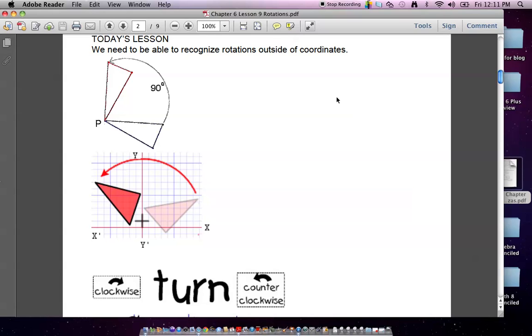So here are some pictures of some rotations. And the first thing I want you to notice is that the rotation, see how it says 90 degrees? That's a positive 90 degrees. And it goes counterclockwise. Everybody look at the clock. See which way the red hand is turning? Because you can see that one moving.